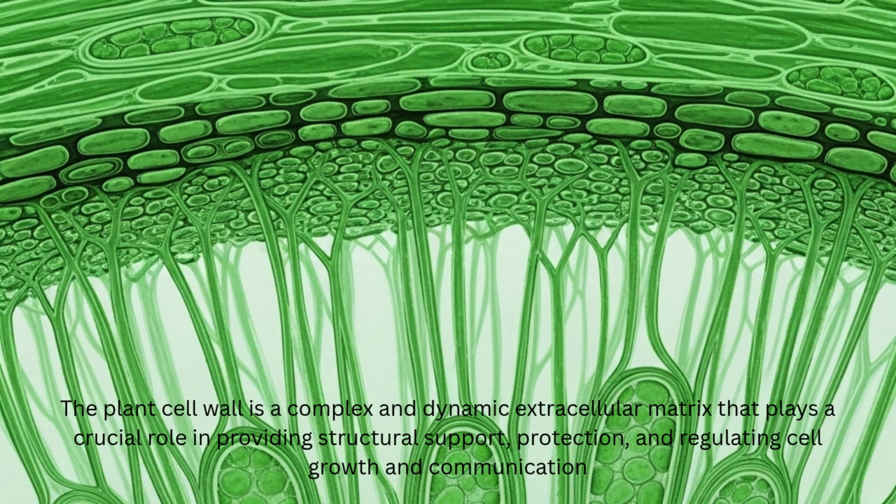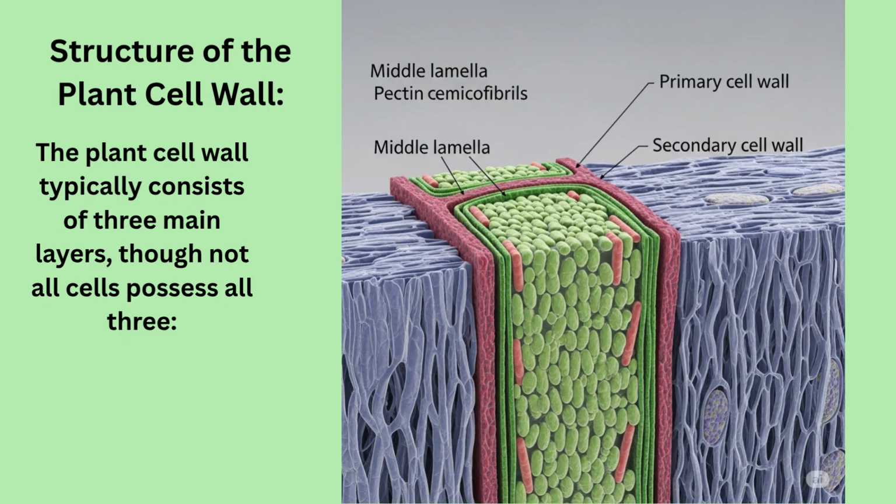The cell wall is a complex and dynamic extracellular matrix that plays a crucial role in providing structural support, protection, and regulating cell growth and communication. It is a defining feature that distinguishes plant cells from animal cells. Structure of the plant cell wall.